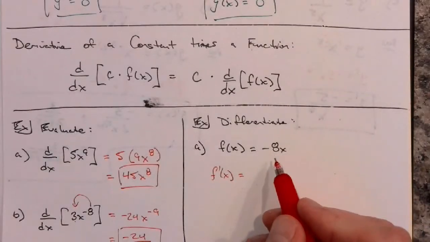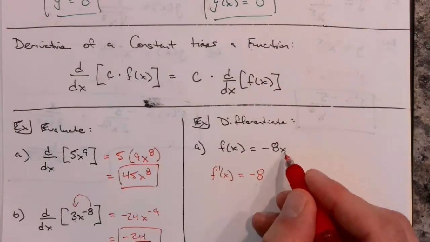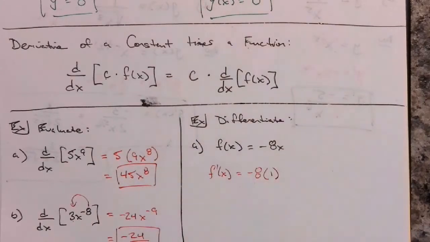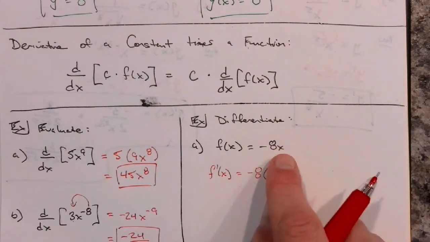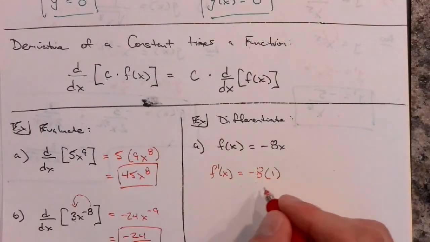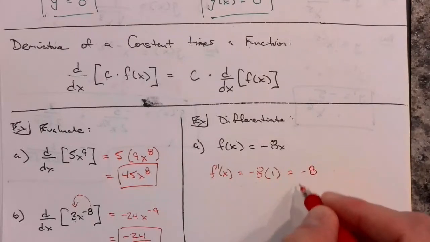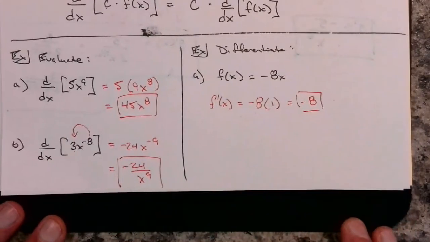Here, derivative of a constant times a function, the constant stays in front, is negative 8, times the derivative of the function. What's the derivative of x? Well, derivative of x, remember, is just 1. We talked about that a little earlier in our previous example. Remember, it's like having a 1 up top, so 1 would come down, and then the x to the 0. X to the 0 is just 1, so the whole thing is just 1. Negative 8 times 1, well, that's just negative 8. So f prime of x is negative 8.